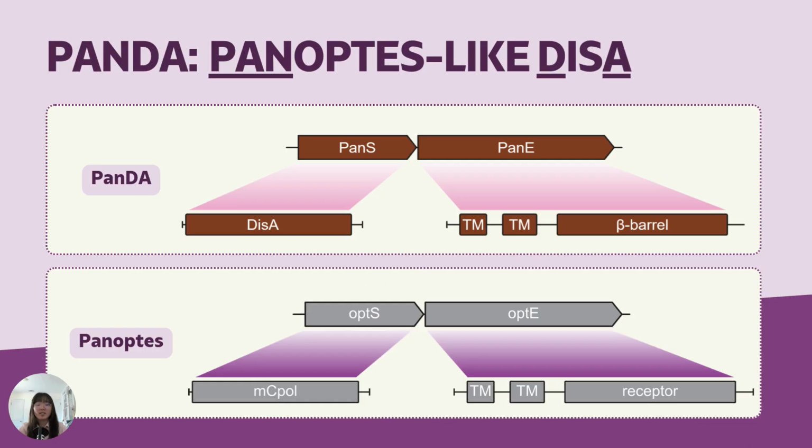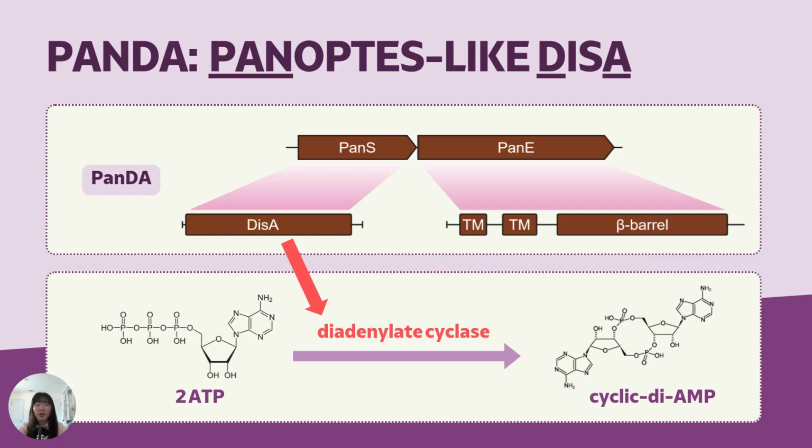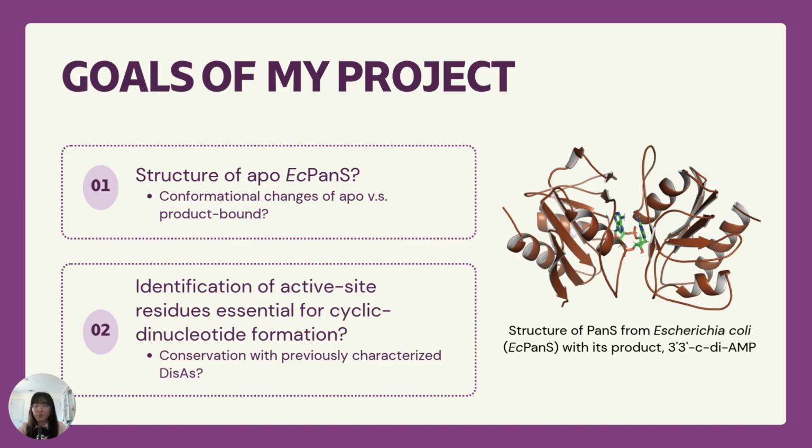Here we identify Panda, a Panoptes-like DisA antiphage system. Similar to Panoptes, Panda consists of a cyclase, Pan-S, and an effector, Pan-E. Pan-S consists of a diadenylate cyclase domain found in DisA proteins, which is responsible for cyclic di-AMP production. My project focuses on understanding how Pan-S functions.